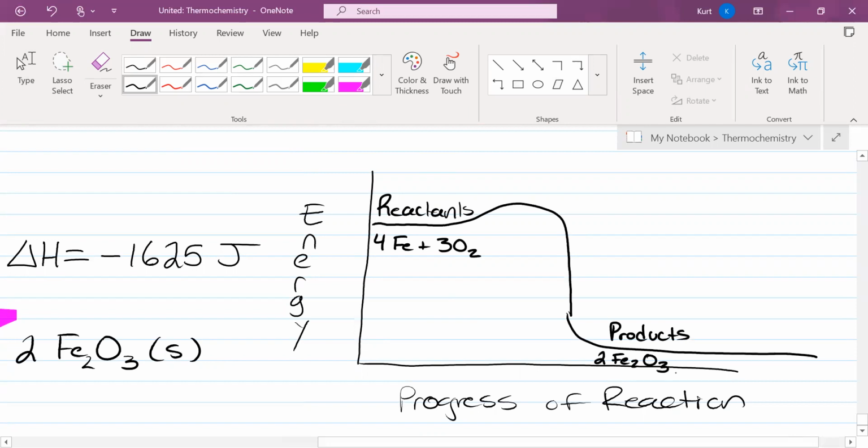If you look at the y-axis, it represents energy. The higher you go, the more energy you have. The lower you go, the less energy you have. As this reaction proceeds forward, you can see it has a little spike, which is just the reaction itself, and then the amount of energy goes down significantly. This is known as an exothermic reaction.